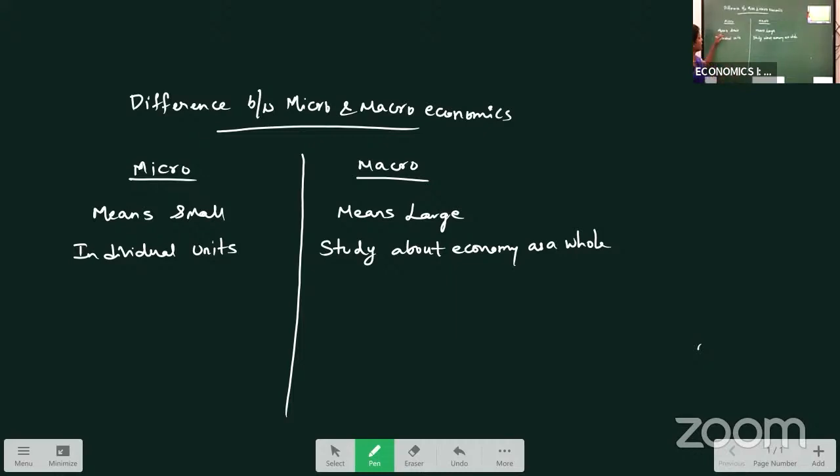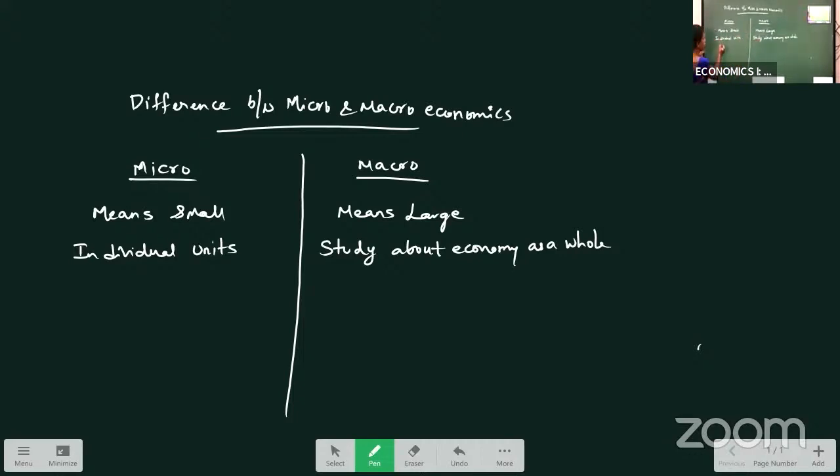So here we can say micro means small, macro means large. Microeconomics studies individual units, macroeconomics studies the economy as a whole, right? This way we have differentiated. We have more points to differentiate between micro and macro.